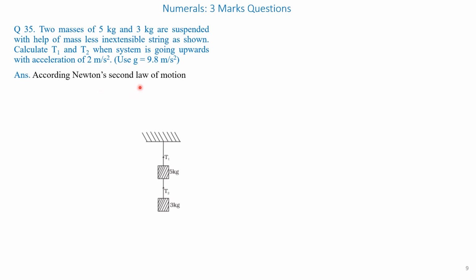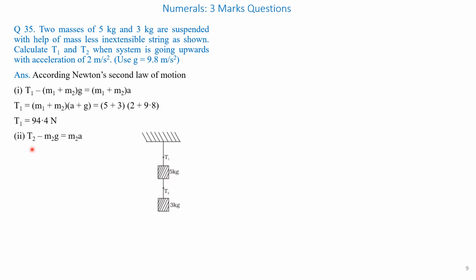Answer. According to Newton's second law of motion, T1 minus (M1 plus M2) into g equals (M1 plus M2) into a. Therefore, T1 is equal to (M1 plus M2) into (a plus g). Rearranging, we get M1 plus M2 is 5 plus 3, a plus g is 2 plus 9.8, which is given in the problem. Therefore, T1 is equal to 94.4 newtons.